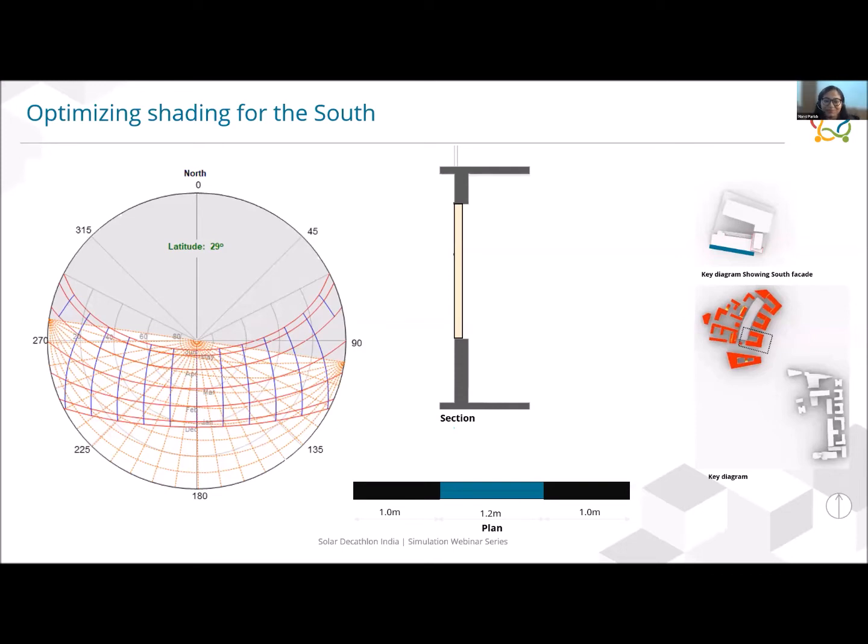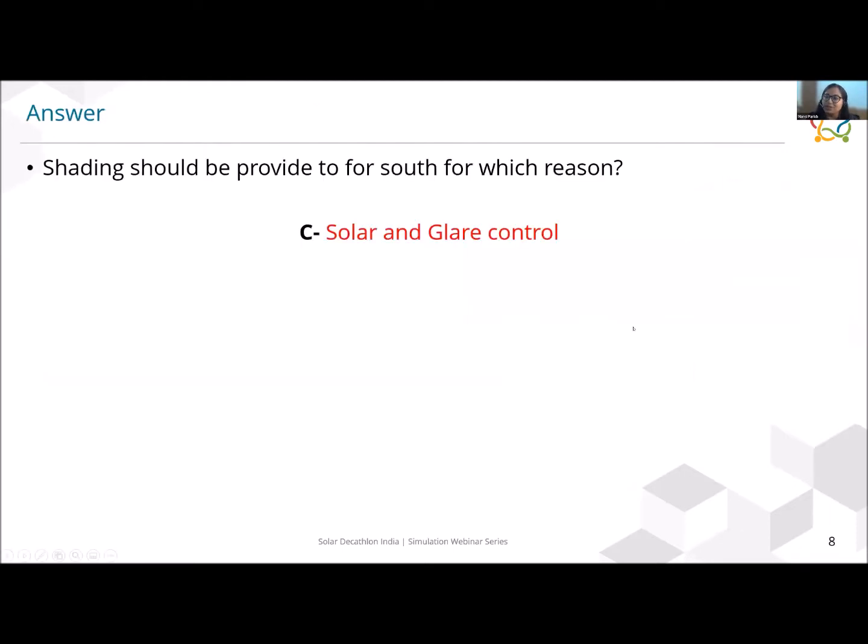So we have a lot of responses coming in. I will now end this poll so that we can look at the results. Mansi, here you go. Oh, wow. So great. We have maximum responders saying that the option here should be glare and solar control both. Correct. That's the right answer. So shading should be provided for the southern facade for the glare as well as solar control.